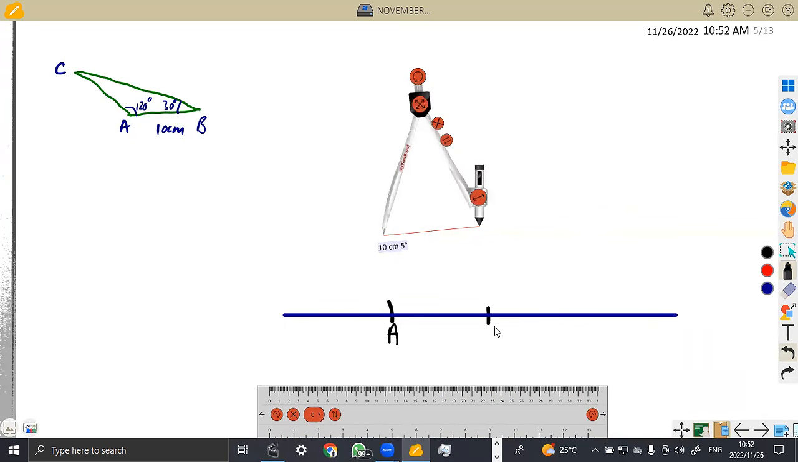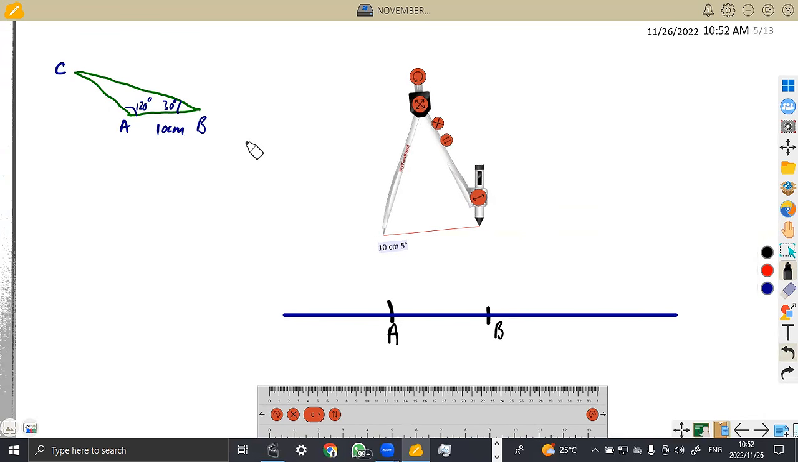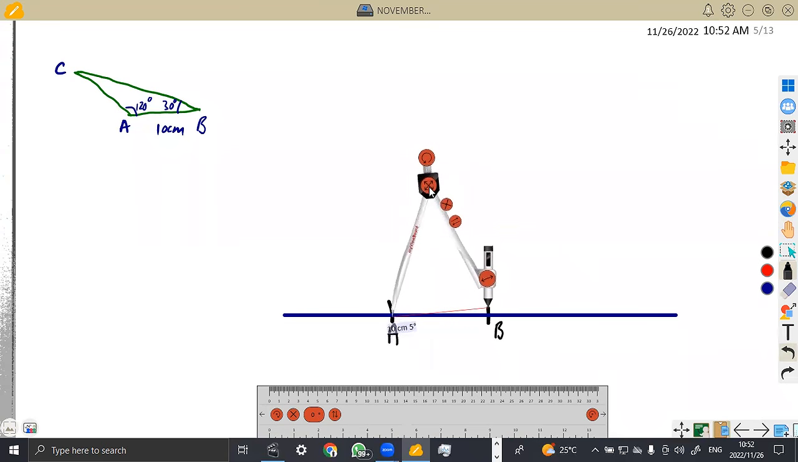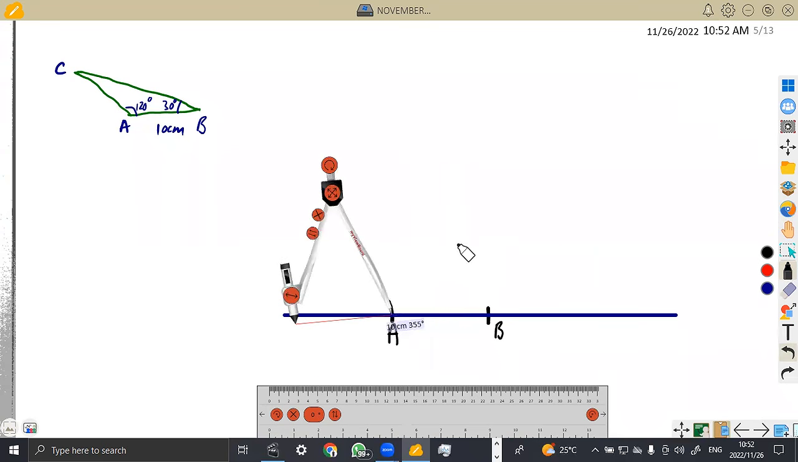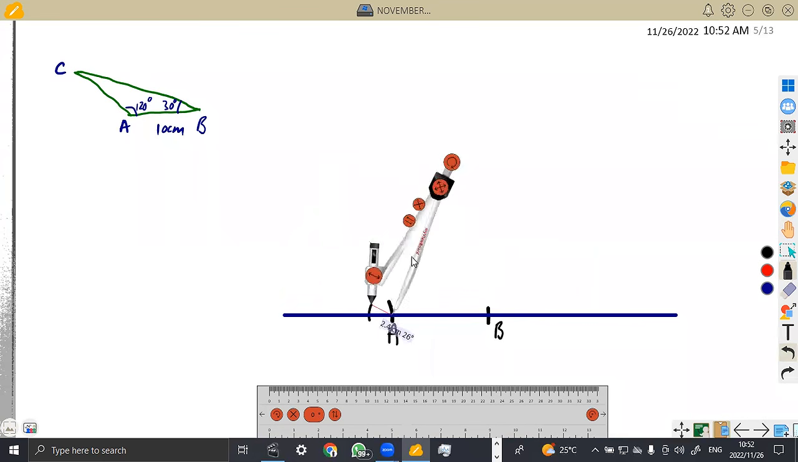So this is my point B at the moment. That's where I'm having my point B. From A, we are given that there is an angle of 120 degrees, and we know that 120 is taken from 60 degrees. So we are going to construct 60 degrees from this side. That's 60 degrees.